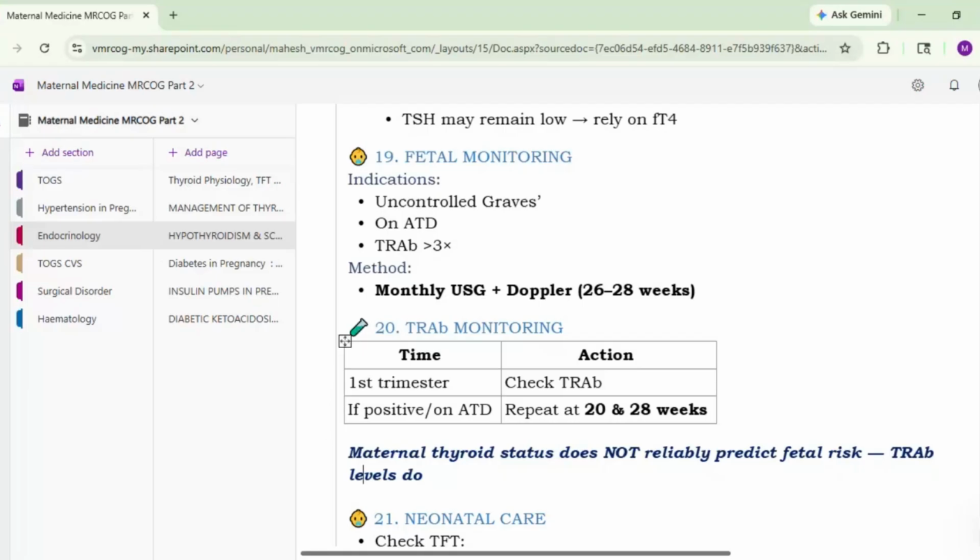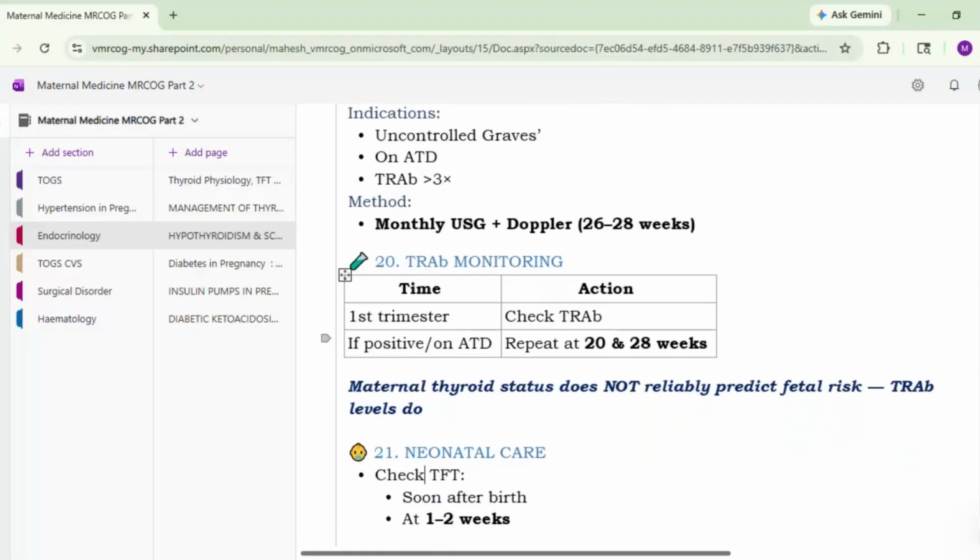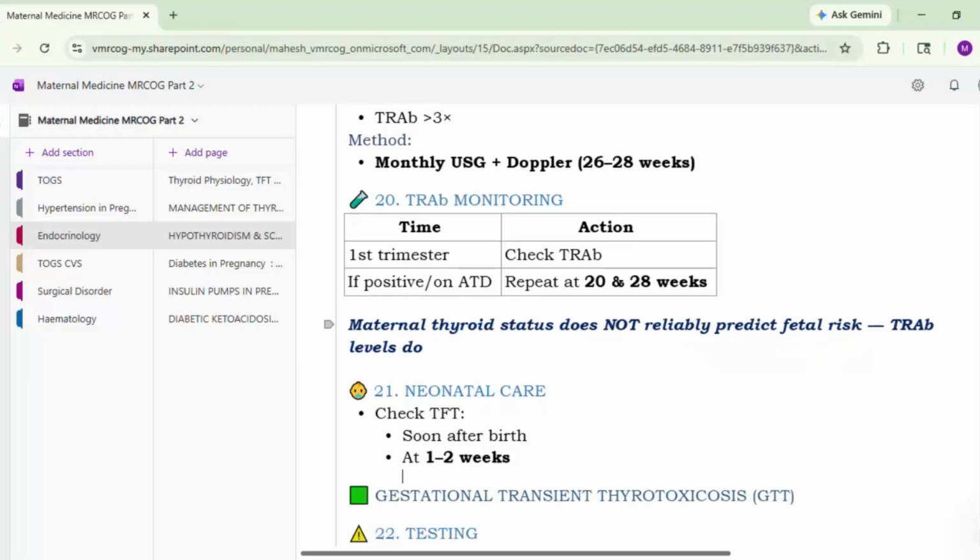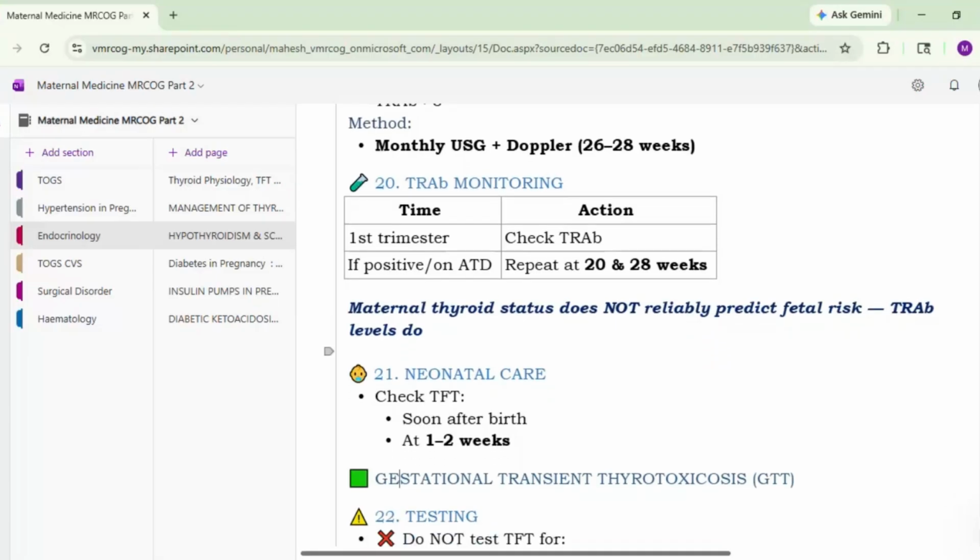This concept you have to remember, because at 20 weeks the fetal thyroid will start functioning, and these TRAB are IgG type of antibodies actually. They will cross the placenta and they will have the neonatal effect. So for neonatal care, what does the guideline say? You check the TFT soon after the birth, then you repeat at 1 to 2 weeks.